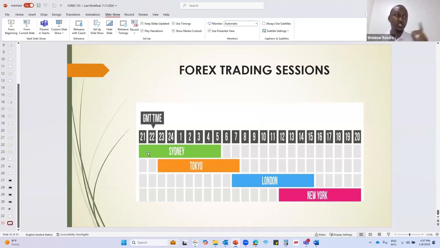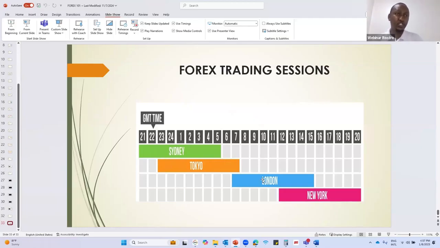So Sydney will only be on its own for 2 hours. Tokyo will be only on its own for around 2 hours. So most of the time they overlap, which is the reason why you can merge them to be just one session. Another reason is because Sydney and Tokyo are found in the Asian continent, so we can now call it the Asian session.